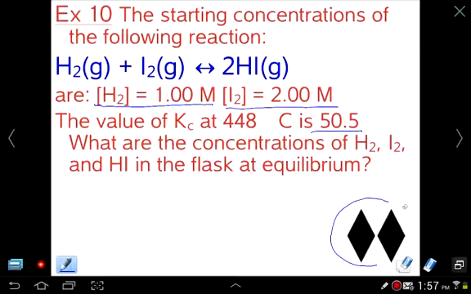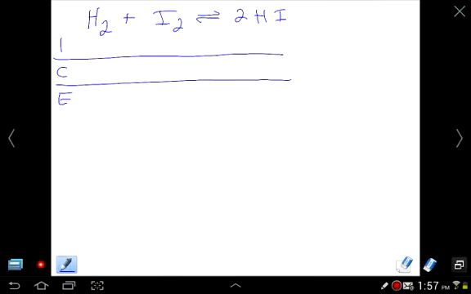So let's go ahead and set up the icebox. Remember, these are initial concentrations. On the next slide, we'll set up the icebox, and we'll have to work with it as we've done previously. Usually it's customary to rewrite the equation first to help keep track of it. And then we have our icebox. So create an icebox like this.